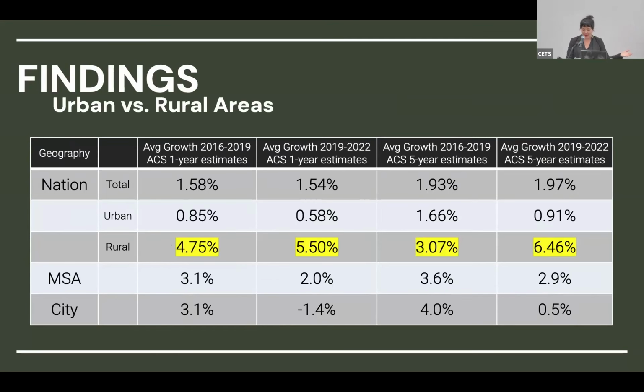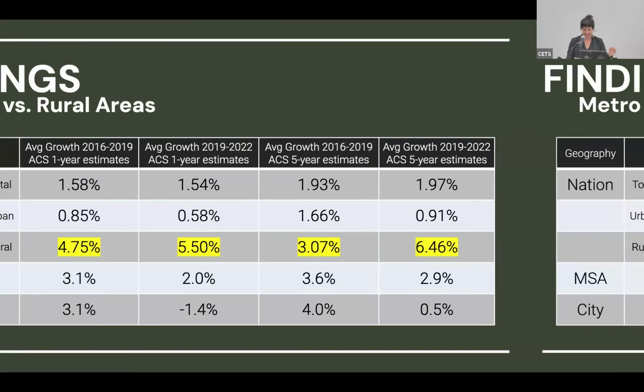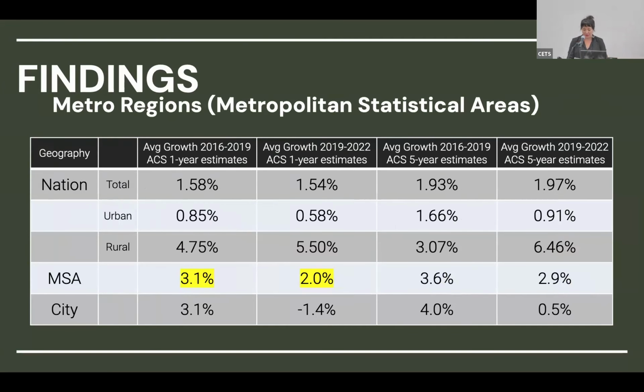First, rural areas are growing at a much higher rate than urban areas, and this was true even before the pandemic. Second, metro regions are growing at a faster clip than the national average, and urban areas generally, although notice that their growth rate did slow after the onset of the pandemic.